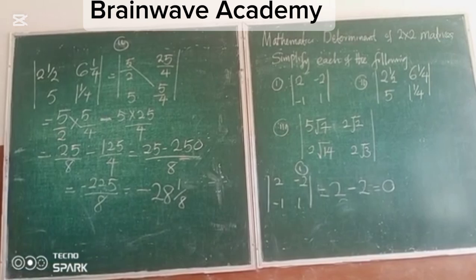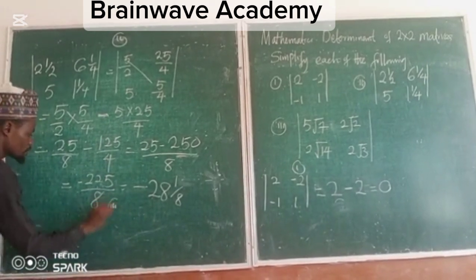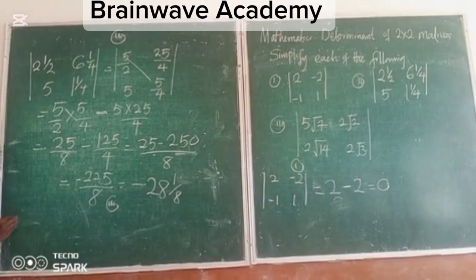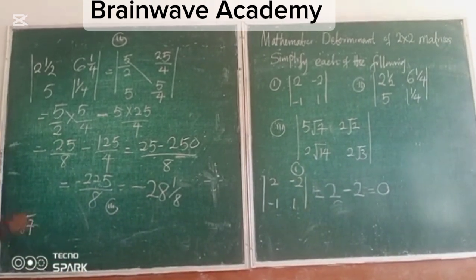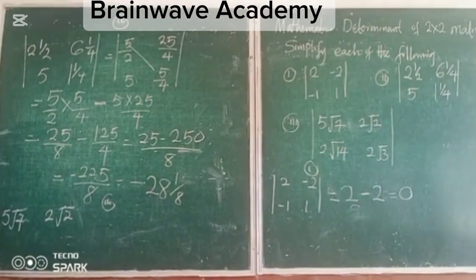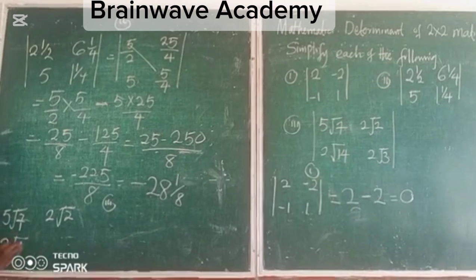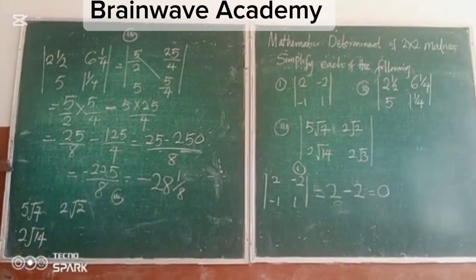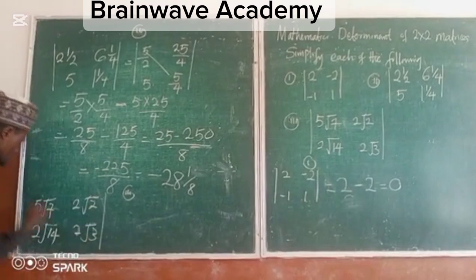And Roman figure 3 is very, very easy as well. We have 5 root 7, 2 root 2, then 2 root 14, then the other one is 2 root 3. This is what we are looking for.